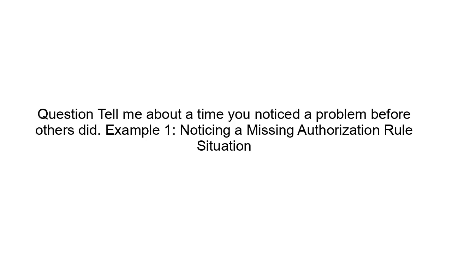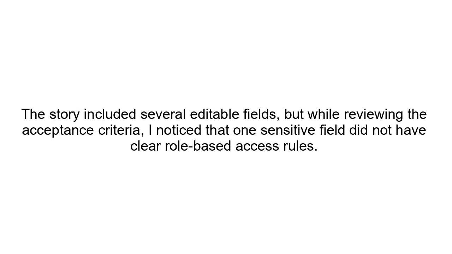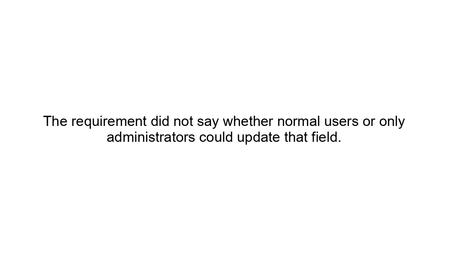Question: Tell me about a time you noticed a problem before others did. Example 1. Noticing a missing authorization rule. Situation. In one sprint, our team was building a customer profile update API. The story included several editable fields, but while reviewing the acceptance criteria, I noticed that one sensitive field did not have clear role-based access rules. The requirement did not say whether normal users or only administrators could update that field.